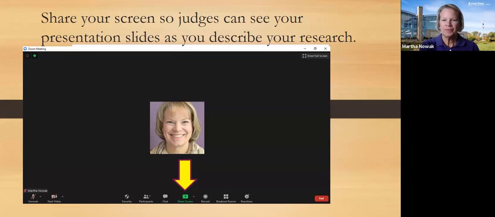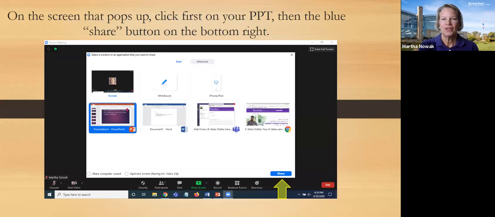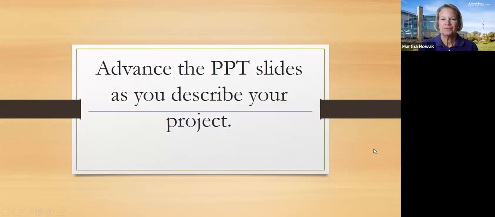Share your screen. It's the green button at the bottom taskbar, so judges can see your presentation slides as you describe your research. On the screen that pops up, click first on your PowerPoint, and then the blue Share button on the bottom right. Advance the PowerPoint slides as you describe your project.